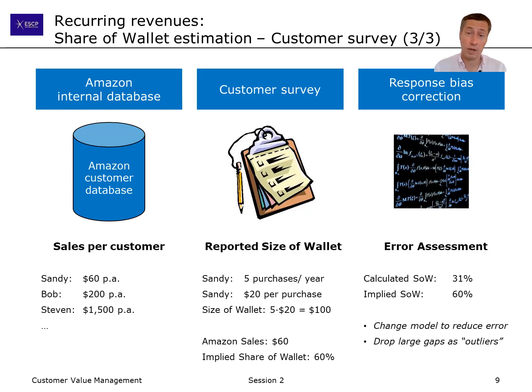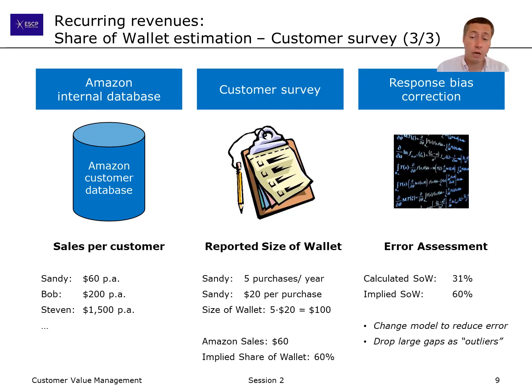Now, for the other 2 questions that we didn't use yet, Sandy tells us she buys books on average 5 times a year, and every time she buys books, she spends $20. 5 times 20 means she should spend $100 on books per year. We just calculated on the previous slide that 31% of this amount should go to us, which means we should see sales of $31. But what we actually see is sales of $60. There is a huge gap.